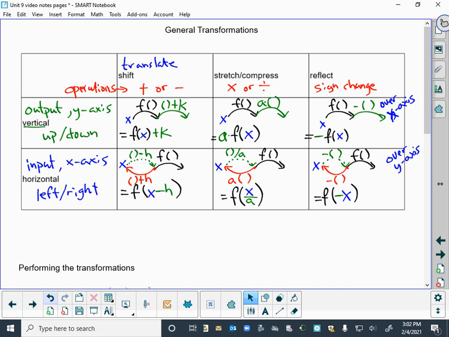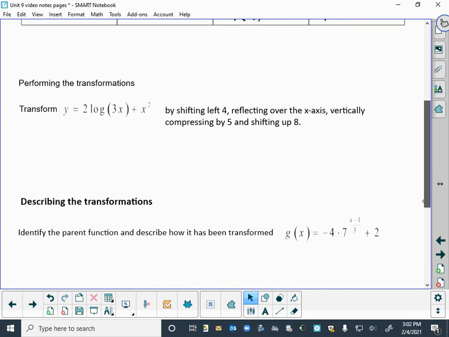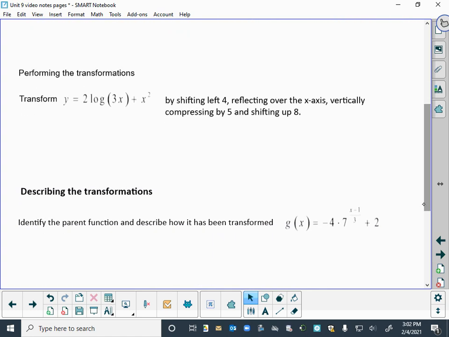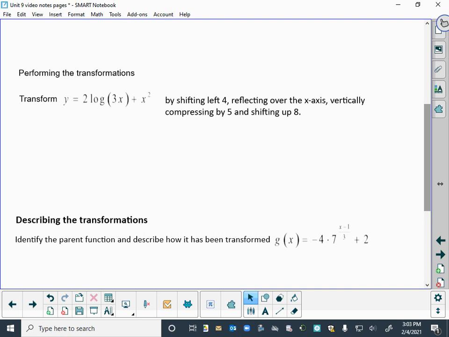Okay, that's a lot of information in there, and we're going to want to keep track of that, because this is the title, general transformations, means that you can do this to anything. Okay, and we're going to try to demonstrate that and show how we can use that here. So, performing the transformations, okay, this first one says that what it wants me to do is transform y equals 2 log of 3x plus x squared by shifting to the left 4, reflecting over the x-axis, vertically compressing by 5, and then shifting up 8.